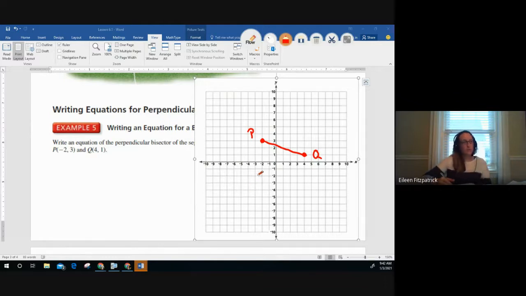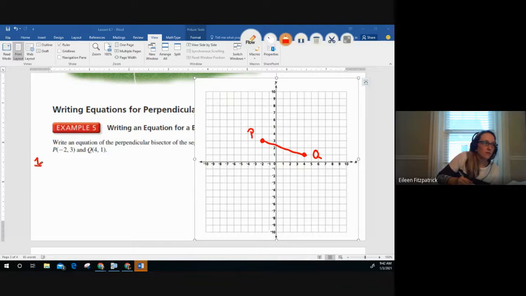Well, first we need to know where to draw that line. So think about it. How are you going to figure out where this line is supposed to go through? If it's the perpendicular bisector, it has to go through the midpoint. So the first step is to find the midpoint of PQ.